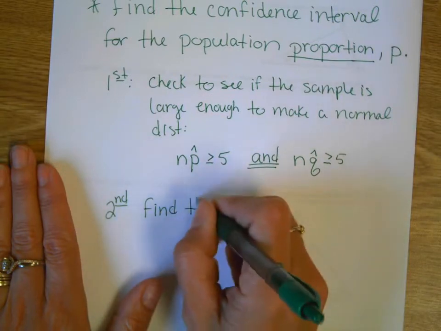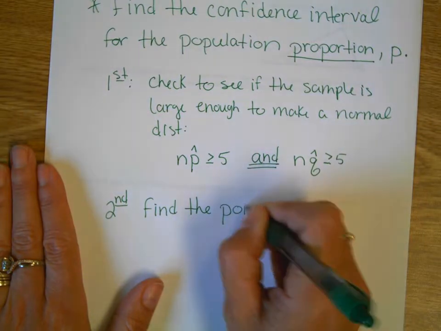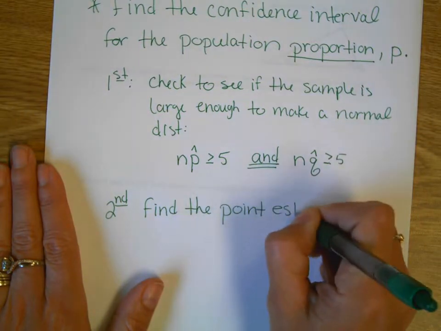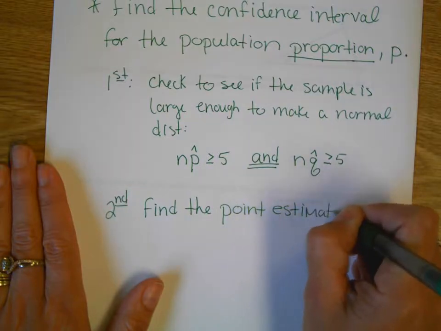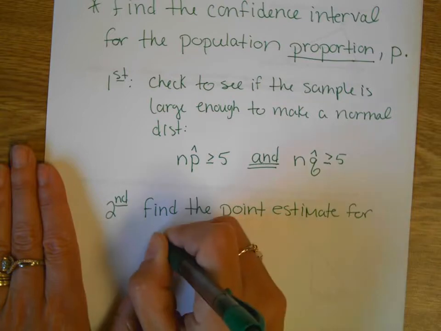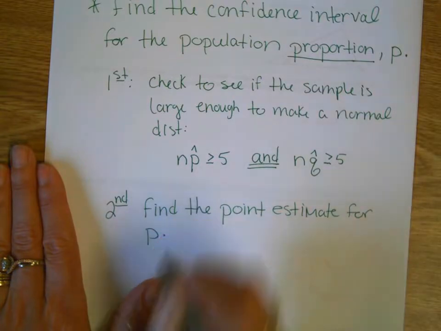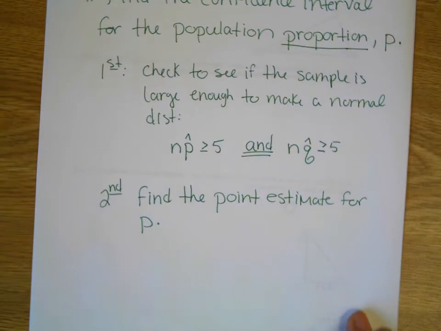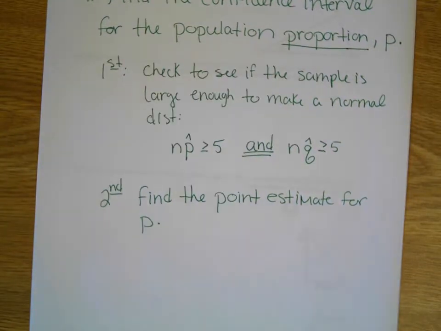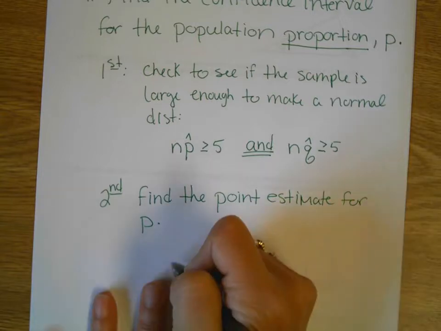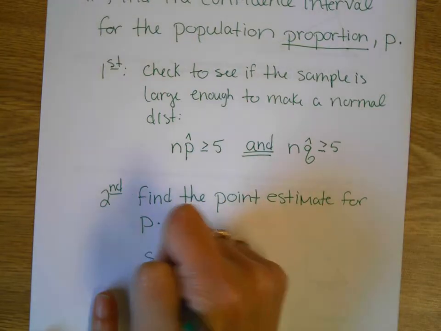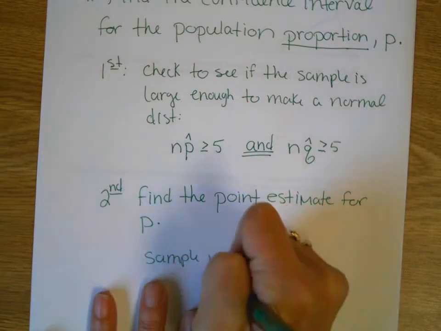Find the point estimate for P. Remember, when we were doing the mean, the point estimate for the population mean was our sample mean. We said that the population mean was going to be somewhere around that sample mean. Here, the population percentage is going to be somewhere around the sample percentage. So the point estimate for the population percentage is p hat, the sample proportion.